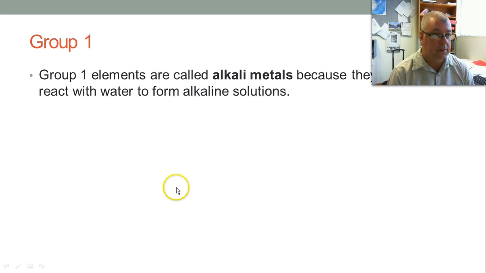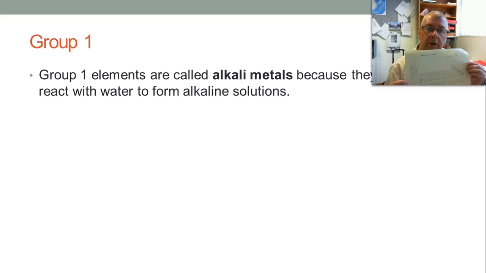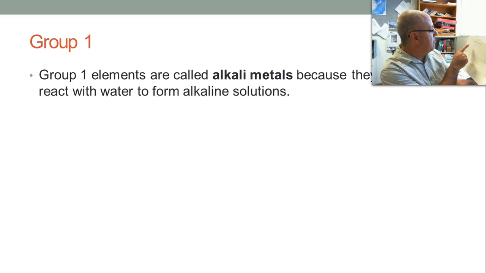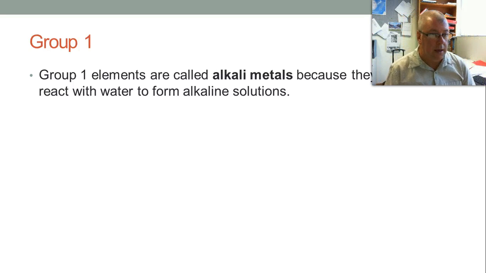Okay, first group will be group 1, and having your periodic table handy at the moment might be a good idea, because you'll be able to pause and have a look every now and again at what we're talking about. They're the most left hand side group, and these guys are called the alkali metals because they react with water to form what are called alkaline solutions.